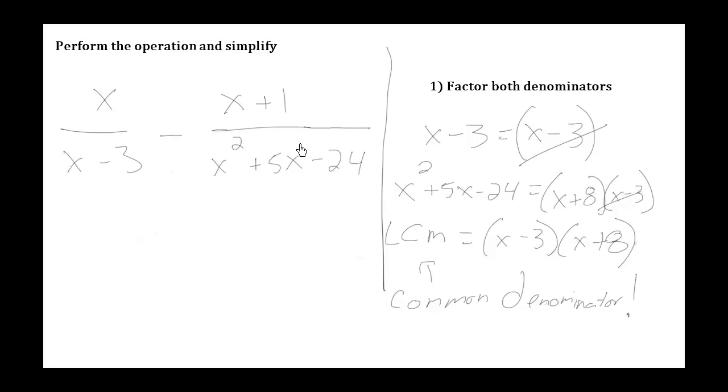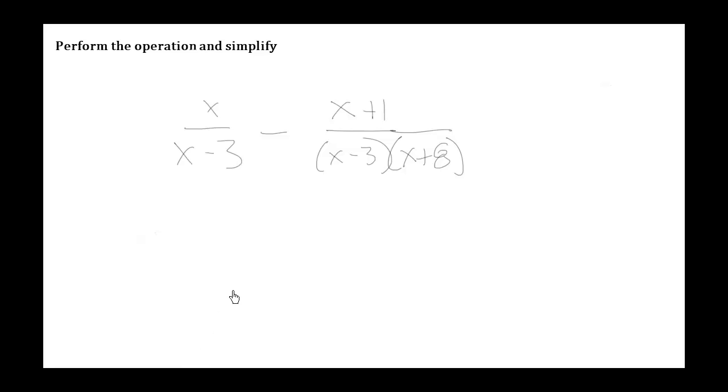Okay, so let's see what we can do. I'm going to make myself some more space here, so I'm going to erase this. Okay, so I rewrote this guy and I factored the bottom. I know the denominator I need is my least common multiple. Rewrite here because I already forgot what it was: x minus 3, x plus 8. Okay, this guy is set.